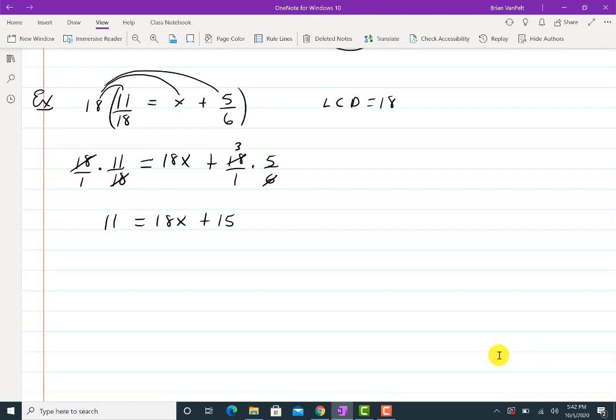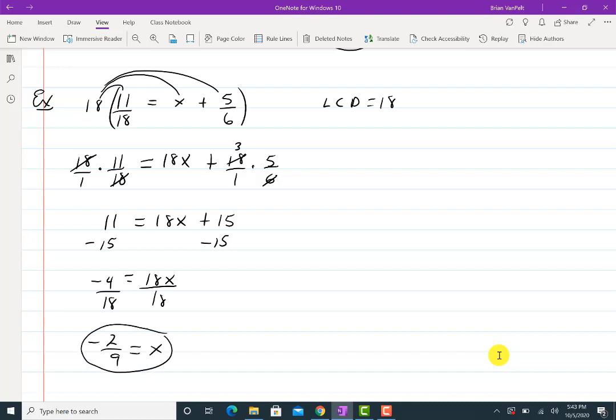Now, solve it like you normally do. I will subtract 15. I get -4 equals 18x. And to finish it off, I will divide by 18. And I get -2/9 equals x. The 4 goes into it. There's a 2 that goes into both the 4 and the 18. So I simplified my final answer.